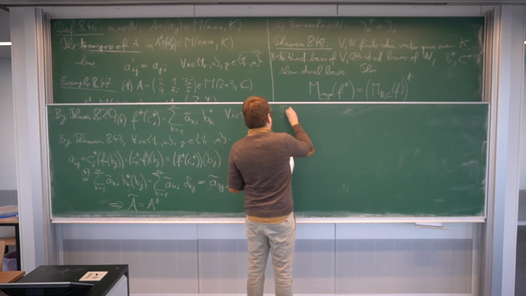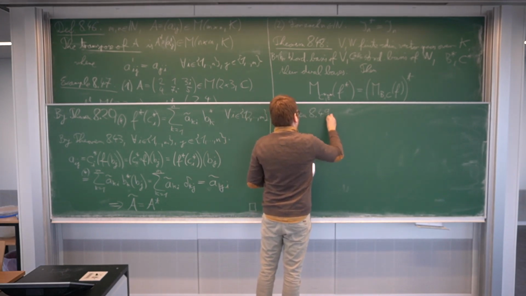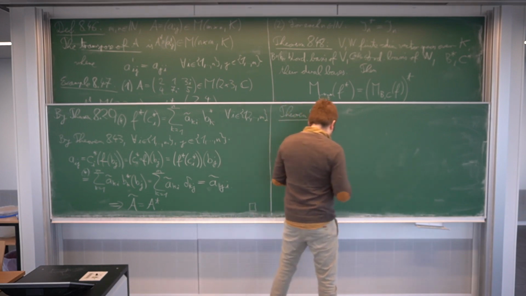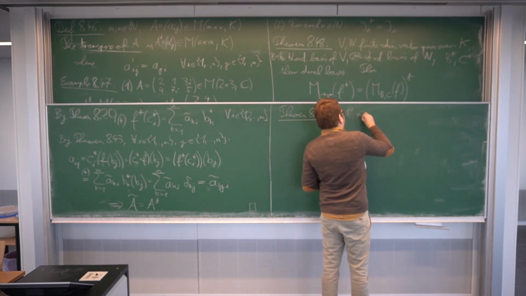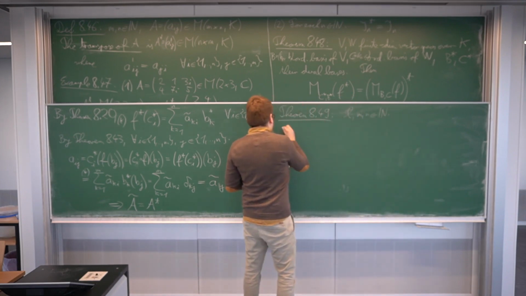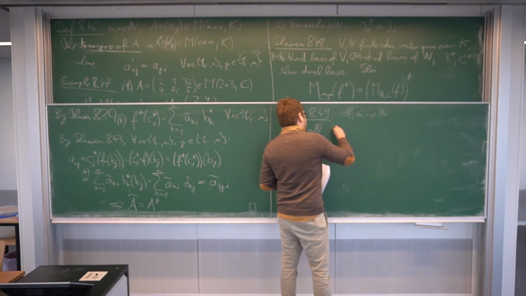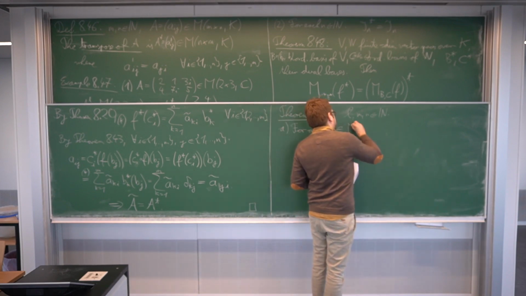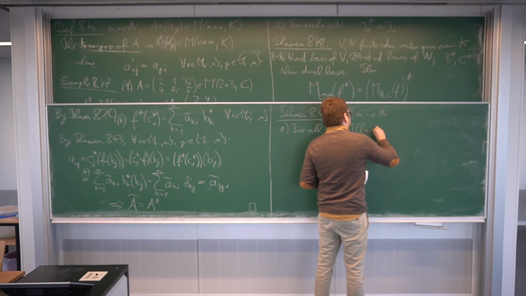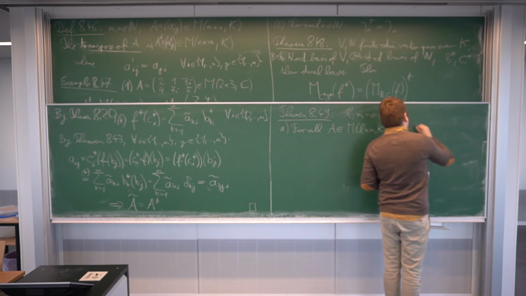So theorem 849. Let L, M, N be natural numbers. Now, for all A to be an L by M matrix and B to be an M by N matrix.